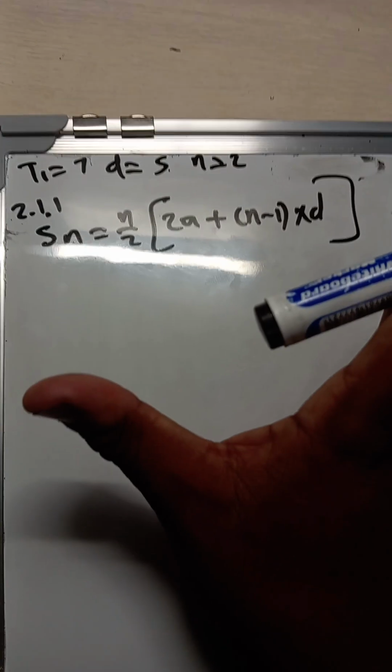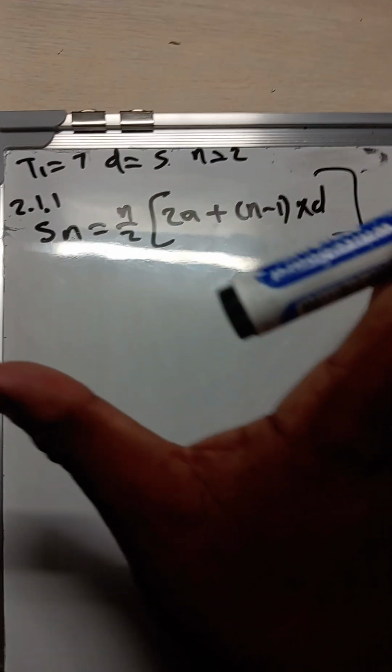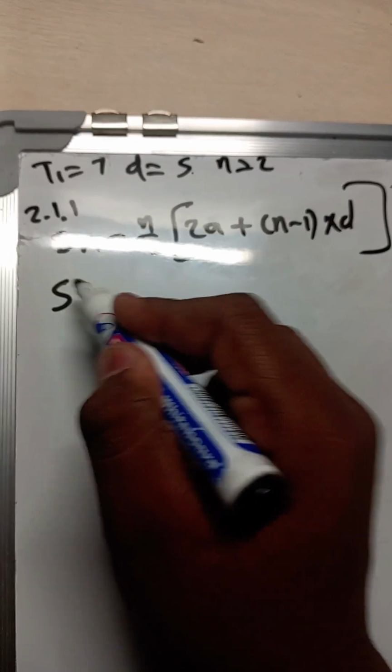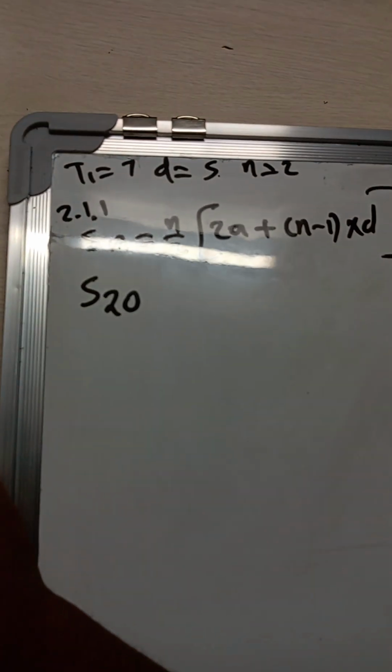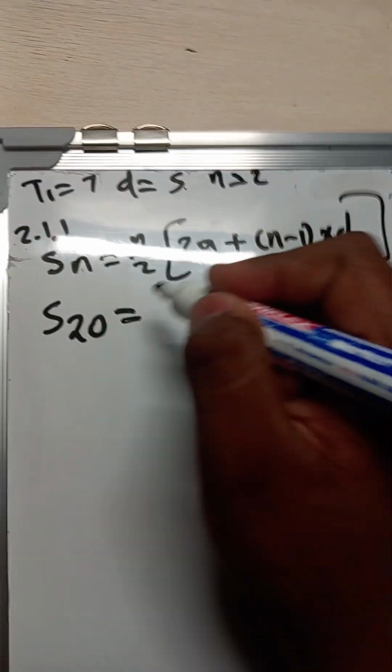And since they want the sum of this series, I have to find the sum of the first 20 terms. Because if maybe they said find the sum of 10 terms, I was going to write 10. But since they said calculate the sum of this series, they mean the whole thing.